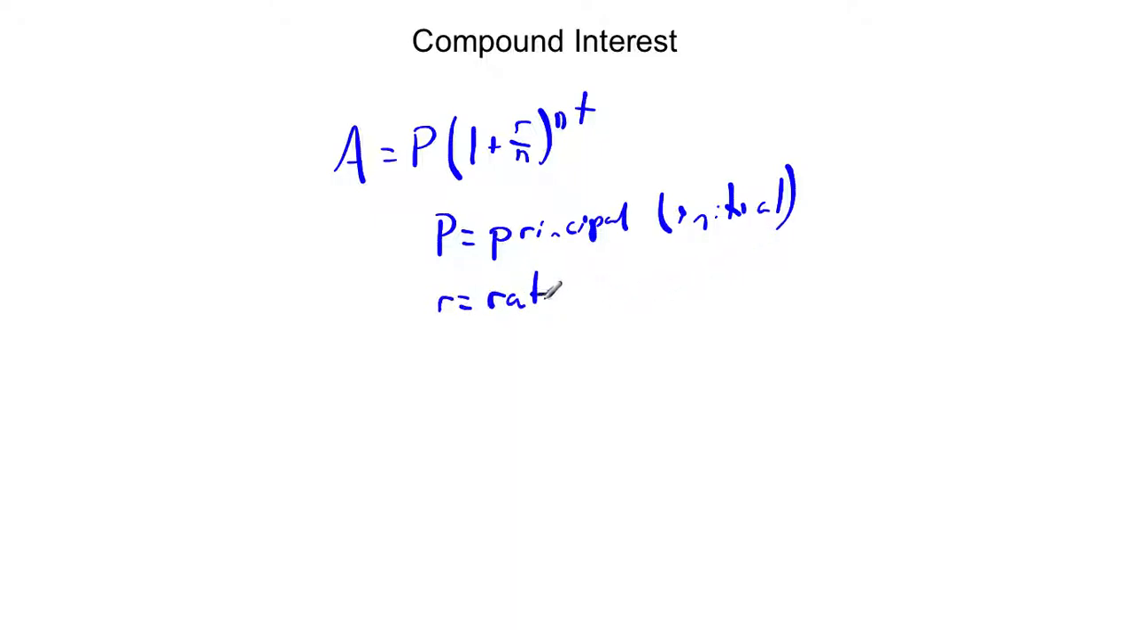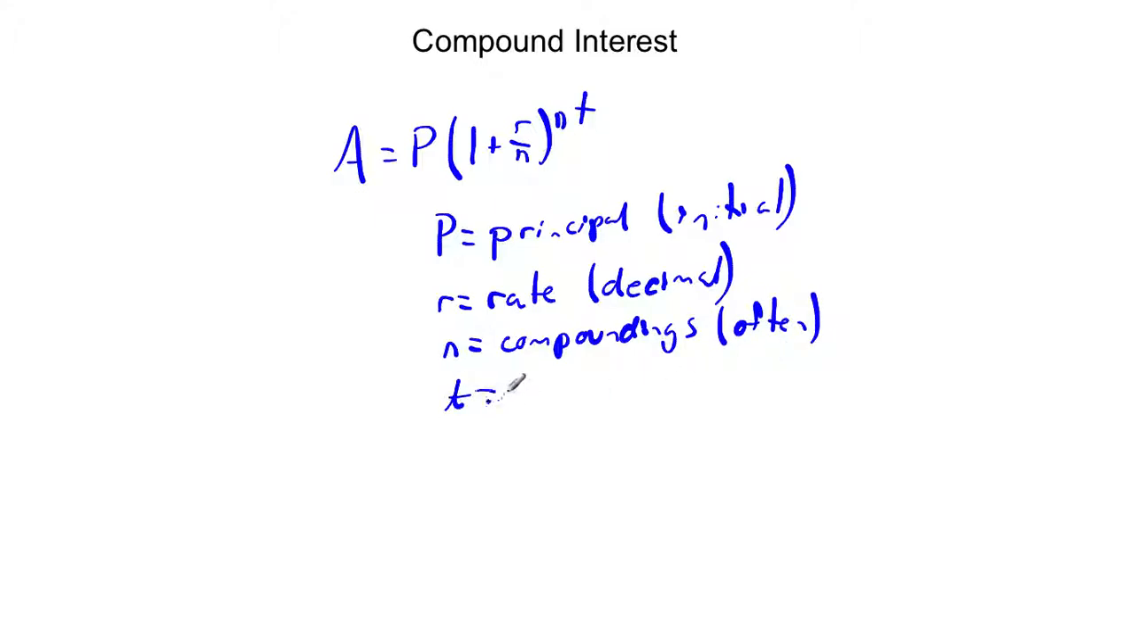R is the rate, again, as a decimal. N is the compoundings, so how often. And T is time. So when we say compoundings, it's how often you are paid. Most checking and savings accounts that I've seen will do a monthly compounding, meaning at the end of every month, they take how much money is in your account and they pay you a percent. So after a certain amount of time, you will grow a whole lot of money.